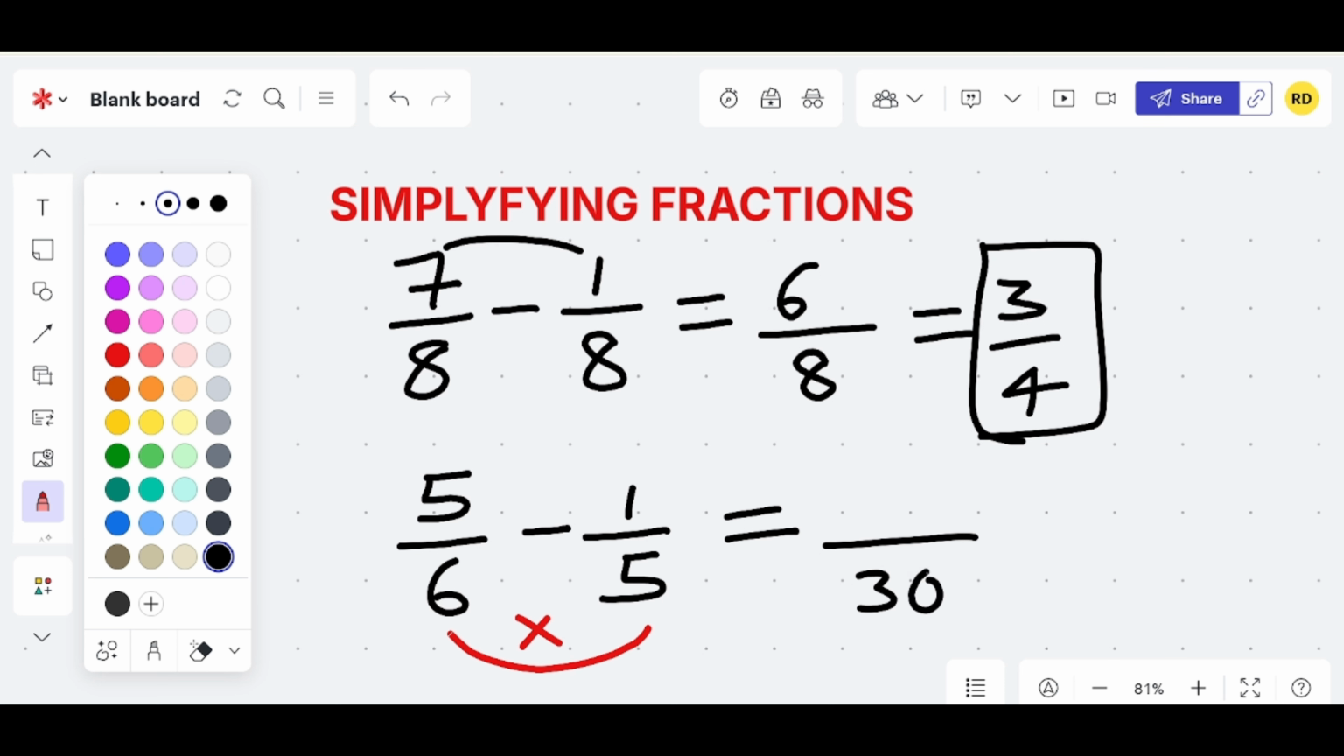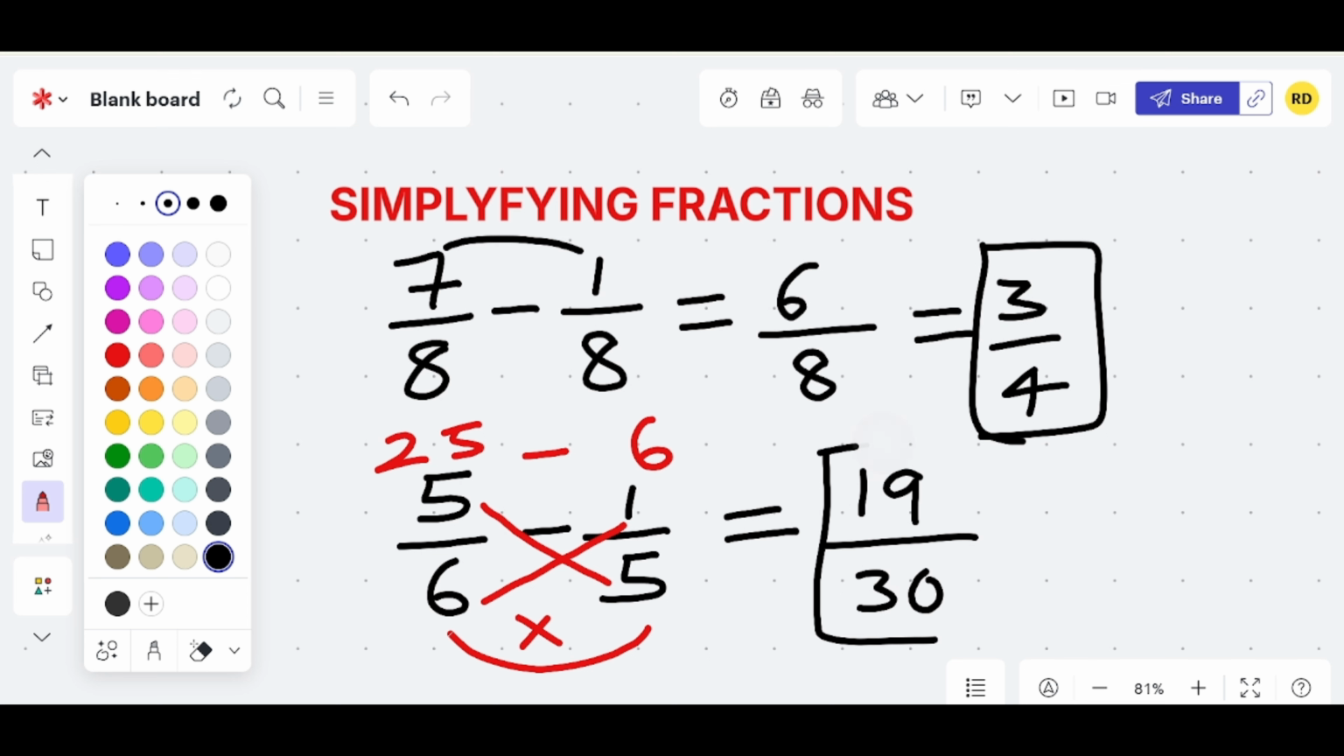So 30 goes here. And now you do the cross multiplication. So 5 times 5, that's going to be 25. And then 6 times 1, that's going to be 6. So you subtract 25 and 6. So 25 minus 6, that's going to be 19. So your answer is 19 over 30. 5 over 6 minus 1 over 5, that's going to be 19 over 30.